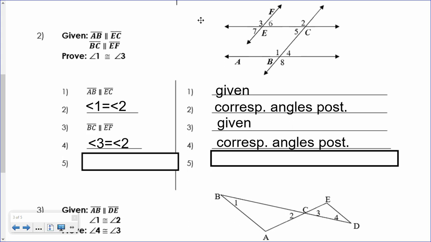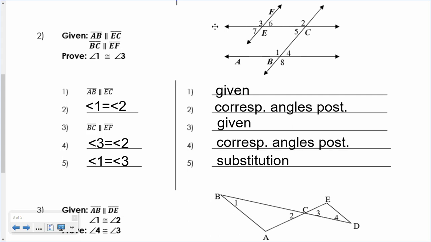Alright, I have everything I need to make my conclusion that 1 is equal to 3. How can I say that 1 is equal to 3? Substitution or transitive, whichever you would prefer. Because 1 is equal to 2 and 3 is equal to 2. If they're both equal to the same thing, they must be equal to each other.